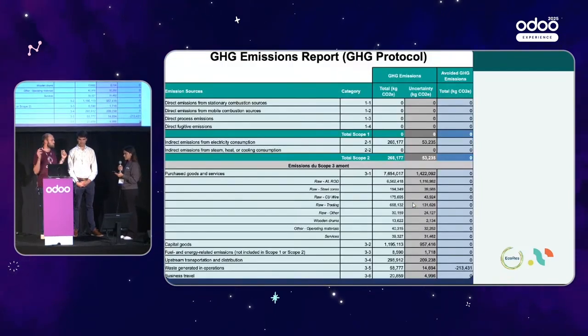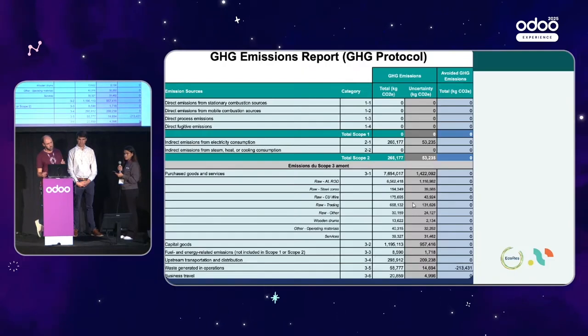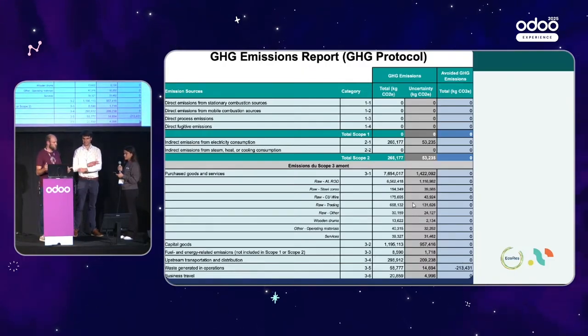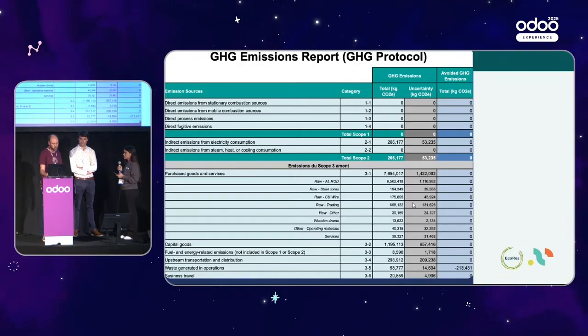When it comes to CSRD and reporting, using the standard report tools of Odoo, we can create GHG reports, pulling up the data instantly.